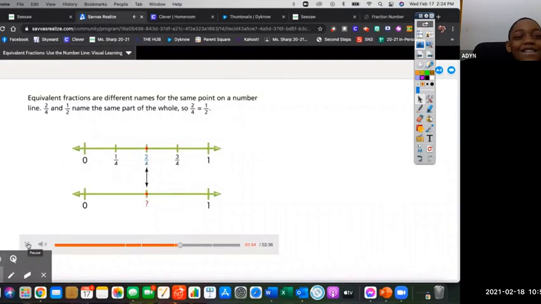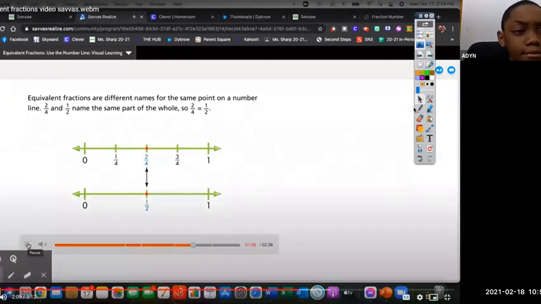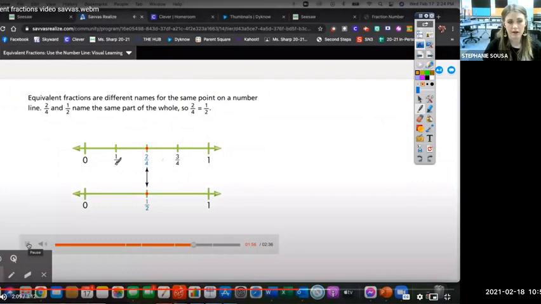Equivalent fractions are different names for the same point on a number line. 2/4 and 1/2 name the same part of the whole. So 2/4 equals 1/2. I want to talk about this. On most of your work, you were telling me what was the same as 1 whole. That's not the question. The question is 2/4. So I look at 2/4, and then I look at what is in the exact same place.